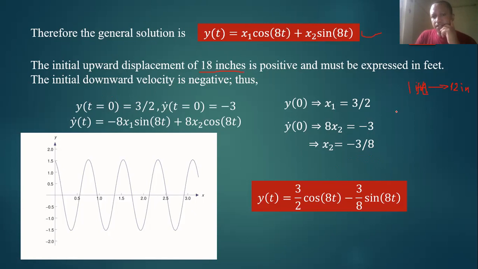So from that, 18 inches is equal to how much? From that, we can get 3/2. Okay, let's apply these points, and the initial velocity given is -3. So substitute it, and finally we get 3/2 cos 8t minus 3/8 sin 8t. This is the general solution, and this is the graph.